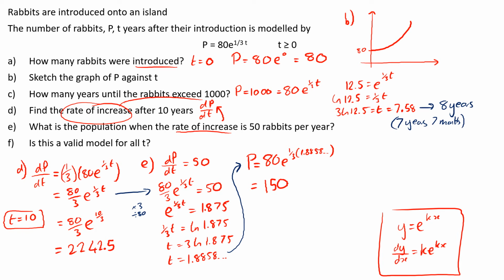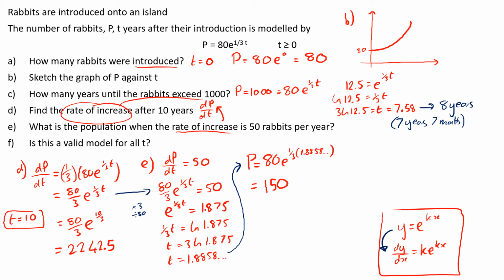And that kind of makes sense because if you look at the difference between the population and the differential, they're times by a third in this case. Like if we go from p to dp by dt, we're just times them by a third. So the rate of increase is always just going to be a third of whatever the population is. So we could have just times by 3.